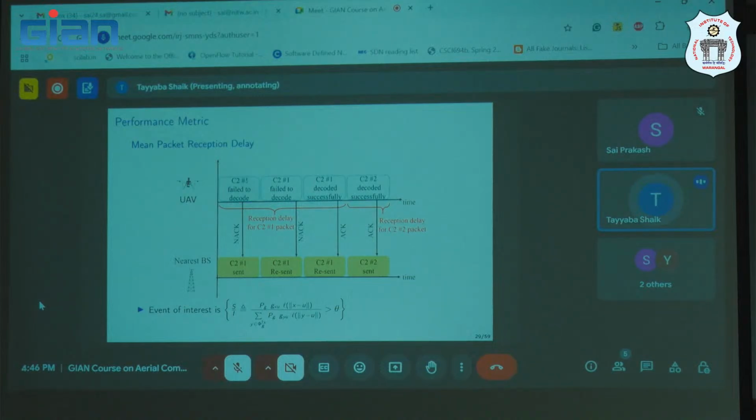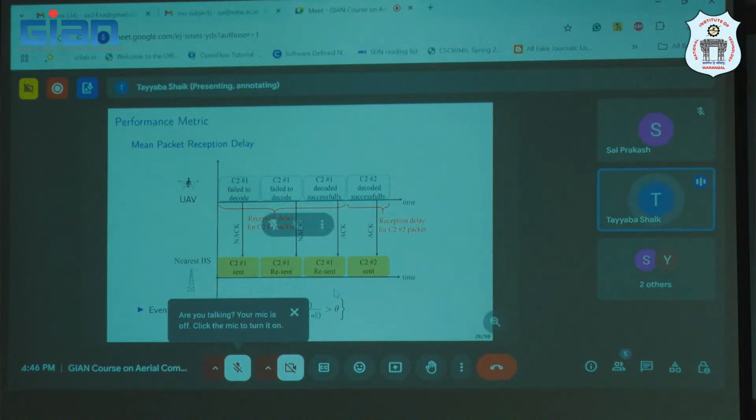You saw a failure here, you saw a failure here, and this is the first time you saw the success. So this corresponds to a geometric random variable. If you recall the concepts from your basic probability theory, this is the first time you saw the success. I mean, this is the first time you saw successful packet reception. So this random variable, the reception delay, is a geometric random variable. What we are studying here is the mean of that reception delay.